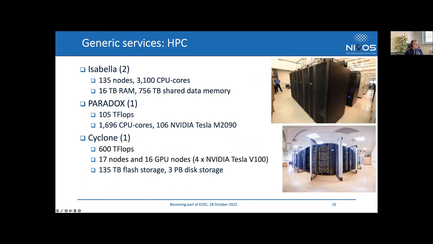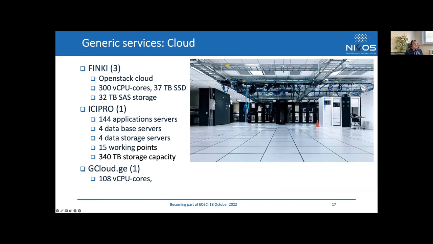We also have one computing cluster in Zagreb, provided by our Croatian partner. The name of the cluster is Isabella. Here in Belgrade at the Institute of Physics, we have the Paradox installation with 105 teraflops peak performance. Also, the Cyprus Institute provides the Cyclone cluster with a total performance of 600 teraflops.